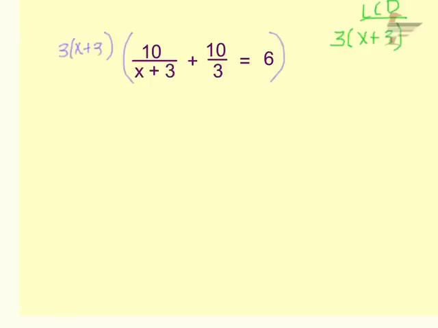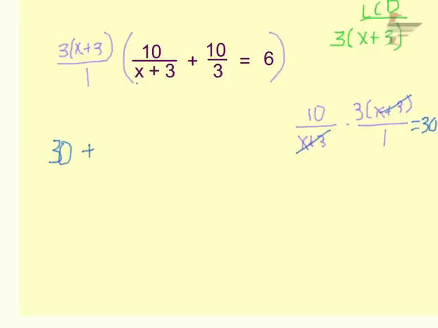Now this tends to get a little bit messy, so I like to do this off on the side. If you take that first term, 10 over x plus 3 times 3 times x plus 3, and then over 1, sometimes I put it over 1 just to remember that that is in the numerator. And when you do that, what you're going to notice is, oh look, your x plus 3's cancel. And what are you left with? 10 times 3 on the top, or 30. So that first term becomes a 30. Bring down my plus.